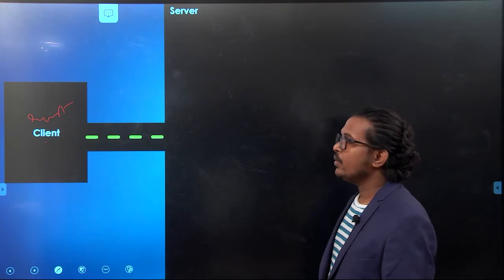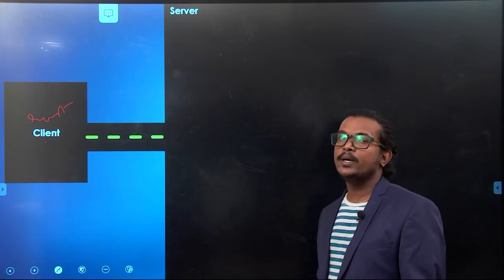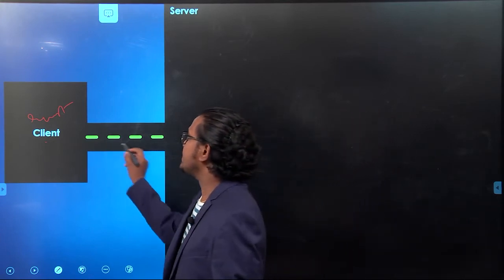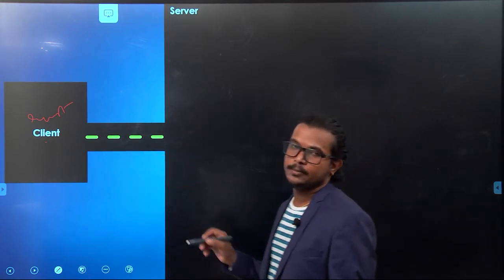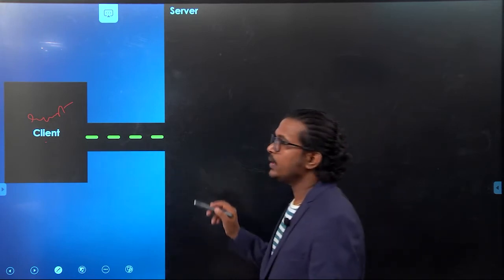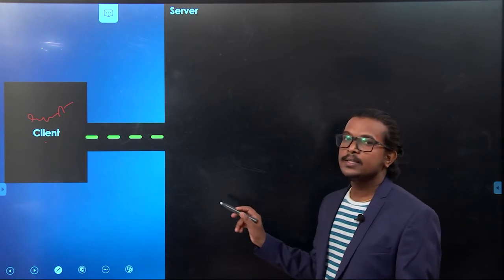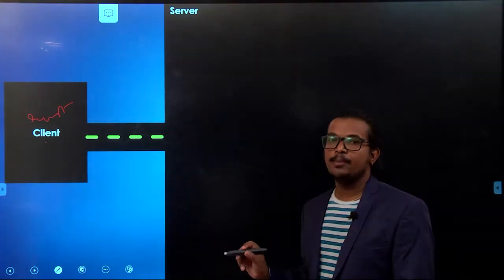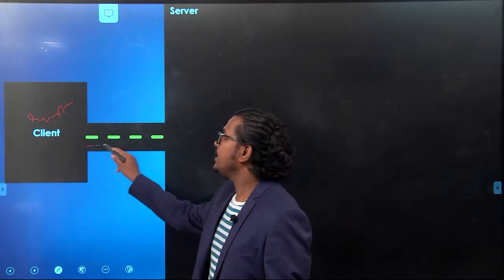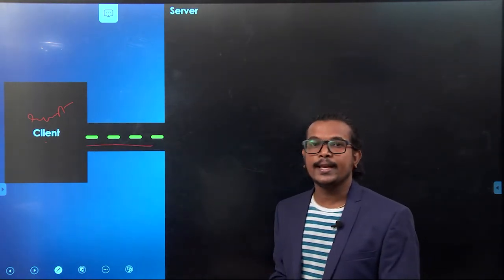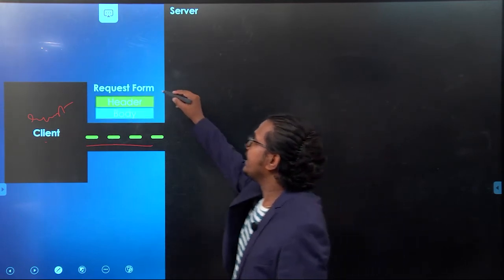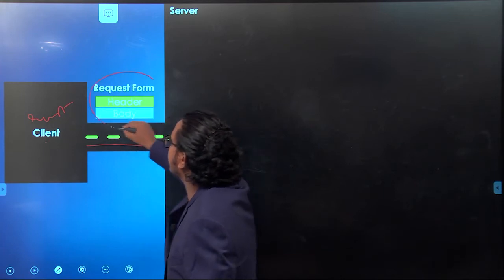Before that, how are we communicating with the server? We communicate with the server with the help of socket programming. With the help of socket programming, we establish one virtual connection between the client machine and the server. After that, we create a request form.